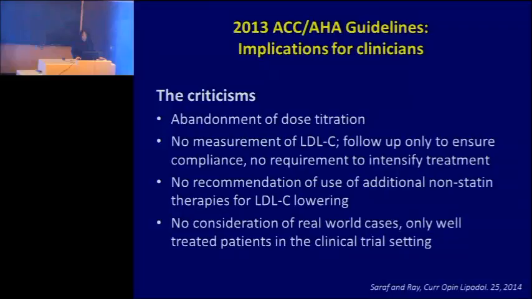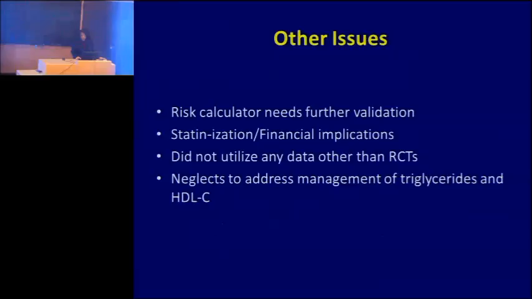Other issues with the guidelines include that the risk calculator, at least at the time when it was released, was not validated, especially in other populations, such as Hispanics, Asians. The use of the risk calculator for primary prevention, the fourth group of individuals I talked about in the earlier slide, will result in starting statins on many individuals, and there's significant financial implications of that. They do not utilize any data other than randomized control trials, no epidemiologic data, no genetic data. And they also neglect to address management of other cardiovascular risk factors such as triglycerides, HDL, and metabolic syndrome. Granted that the guidelines are clearly stated blood cholesterol lowering guidelines, but for general cardiovascular risk reduction, it's important to address these other factors too.